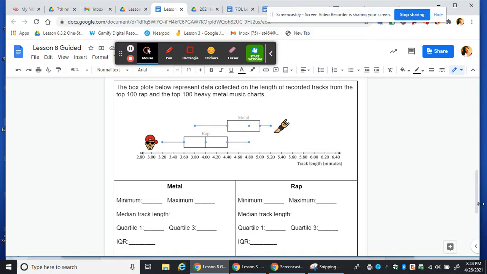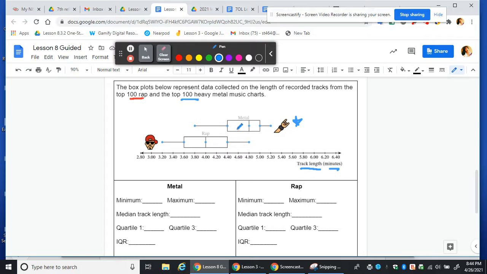All right, let's go ahead and focus on the following. The box plot below represents data that was collected on the length of recorded tracks from the top 100 rap and the top 100 heavy metal music charts. So again, go to your interval. We're looking at the track length, how long the music is in minutes. Okay, so we are going to focus on heavy metal.